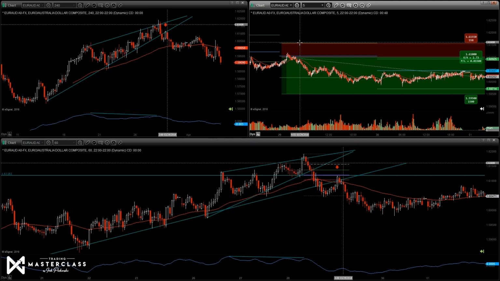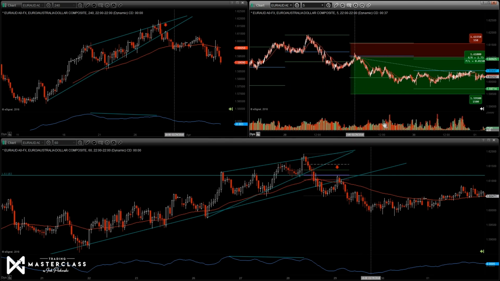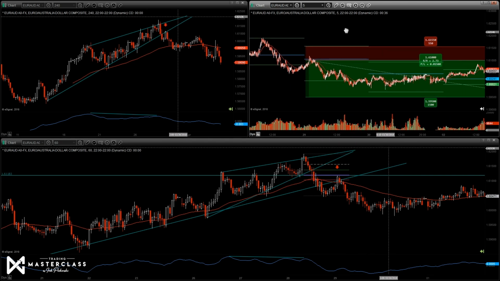If I need to wait for more confirmation, then I will wait for the rejection and take the live entry instead, the live 5-minute break. But that is it. This explains everything you need to know for this specific example, and let's have a look at the next one.